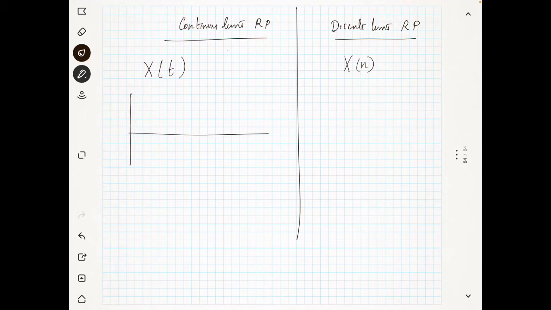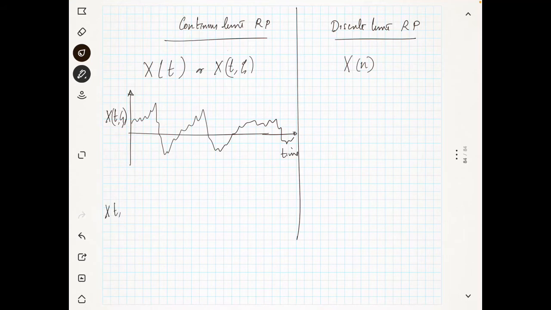So x of t is a random process, x of t comma zeta 1 for example, or x of t comma zeta in general. So x of t comma zeta 1 means it is a random process corresponding to the event zeta 1. You see here it is a signal, and it is a function of time. So this is a realization of a random process. Suppose we have another realization of the random process, x of t comma zeta 2, maybe like this. This is also a function of time.